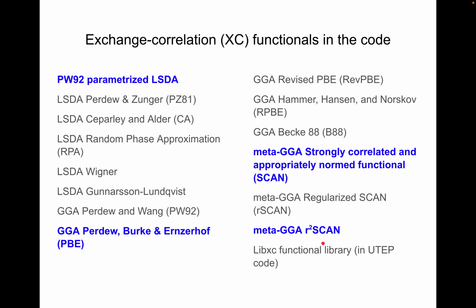One more comment is that in the UTEP version of the FLOSIC code, an interface to the libxc functional library is there. So it has additional options for the choice of exchange correlation functional.